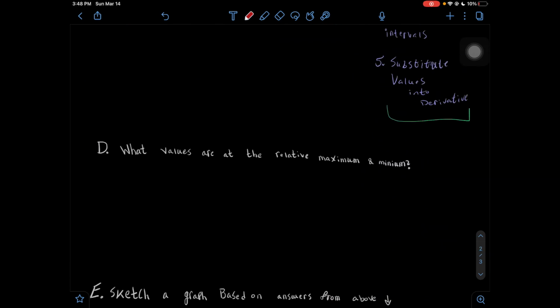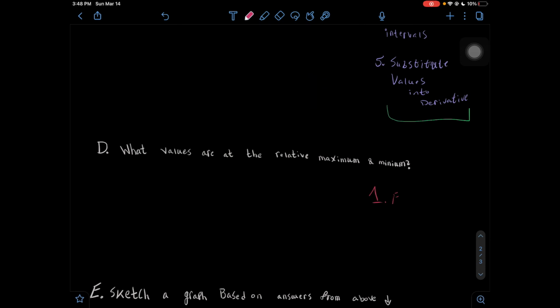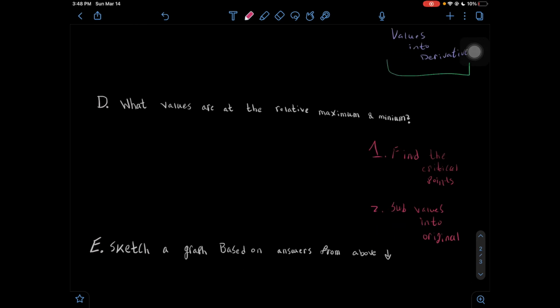Now let's go ahead to question D. In question D, it's asking what values are the relative maximum and minimum. In this question, we want to find the critical points again, and the critical points are going to be the same since you have the same derivative. Your function isn't changing. Critical points, and then step two is to sub values into the original function. In our case, it's g of x, and you're going to see what this means in just a moment.